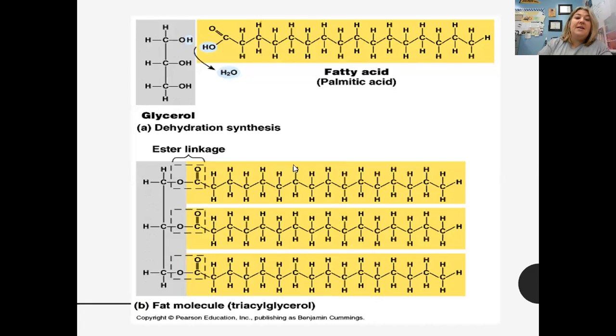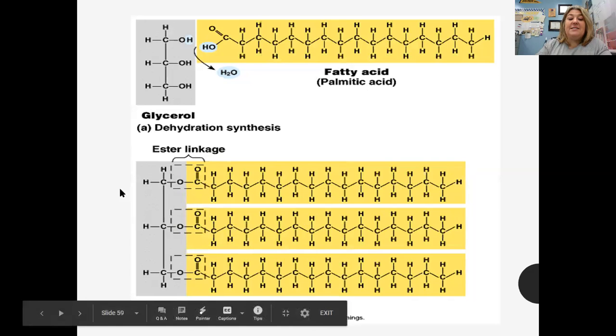So if we were going to make a lipid, join this glycerol to this fatty acid, we would pull off our water through dehydration synthesis, join them together, and the type of bond that forms in a lipid is called an ester linkage. And then there we would have our fatty acid with the glycerol. This is called a triglyceride because there are 3 of these fatty acids attached to this glycerol. Some of you have heard of triglycerides. We'll talk about them a little bit more in just a few minutes.